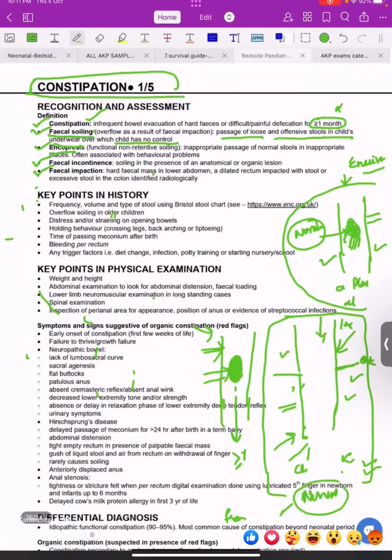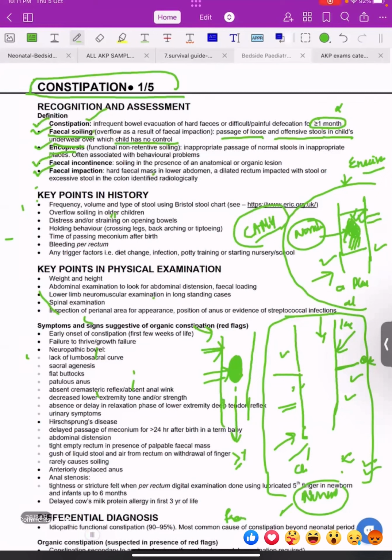Okay. Here the stool is normal, but the behavior of the child is abnormal. What would be the management here? Who will tell me? Here you have to refer the patient to child and adolescent mental health services. Why are we not giving laxative? We say this is behavior therapy. Basically, we will refer the patient to CAMHS. Why? Because the stool is of normal consistency.